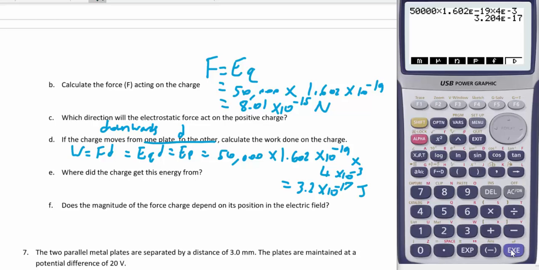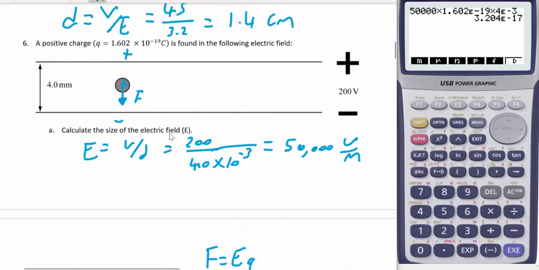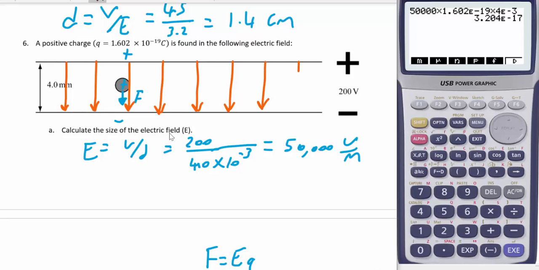Does the magnitude of the force change depending on its position in the electric field? Well, because these are two sets of parallel plates, the electric field is going to be uniform inside of here. What that means is that the field strength stays the same the whole way through. So these are perfectly vertical lines that are perfectly equally spaced, and you can clearly see that I'm not quite doing that right. And so as long as they're inside this part of the field, the force is F equals EQ, and so the E is the same and the Q doesn't change, and so therefore the force doesn't change.